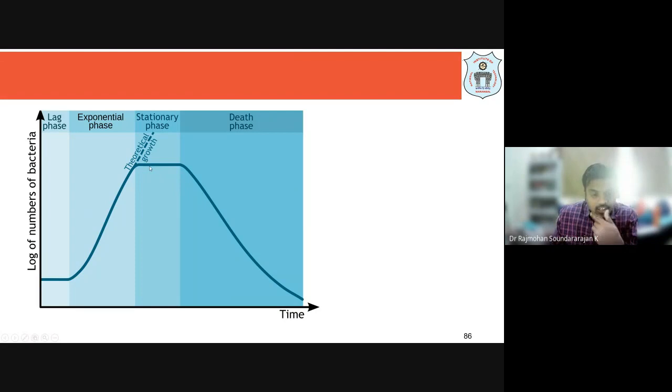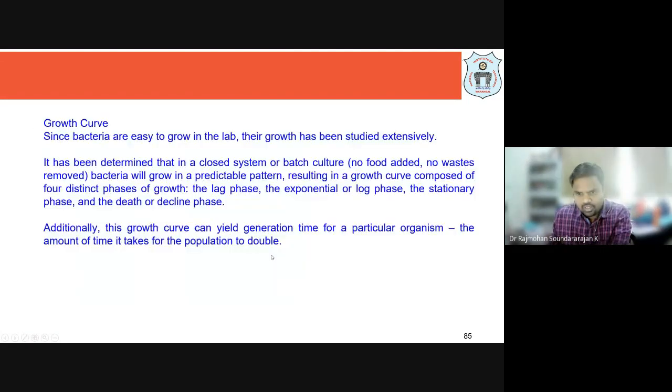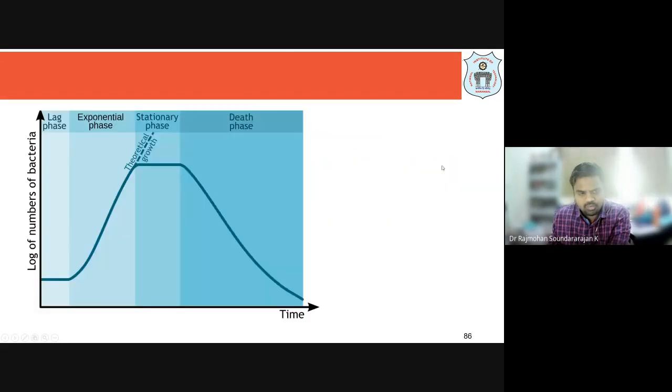Okay, so if we are not introducing anything, as we said here, when no food is added and no waste is removed, in that case we are going to have a stationary phase. So after a certain time it will starve, and there will be a death phase taking place.